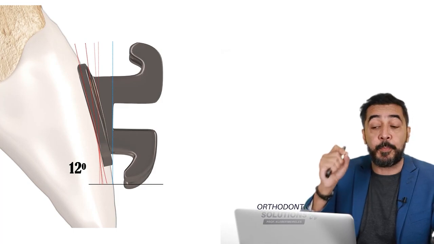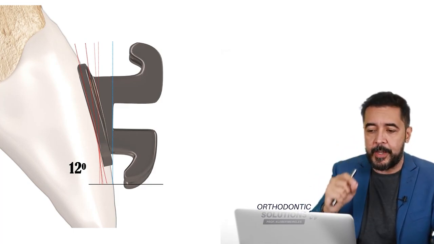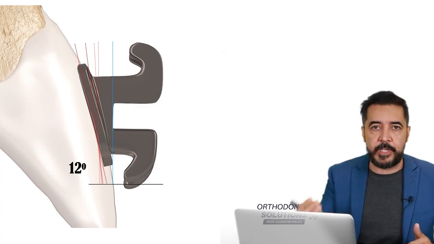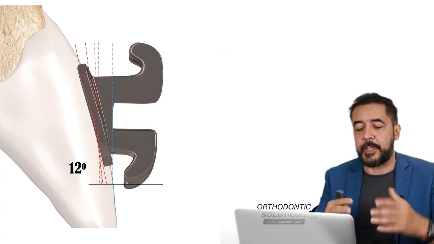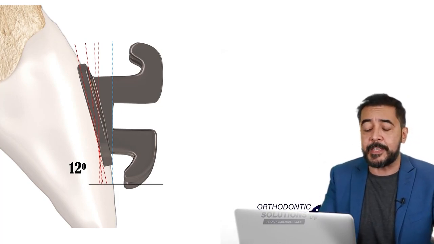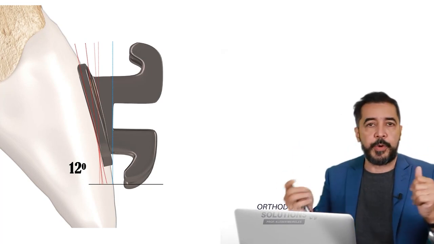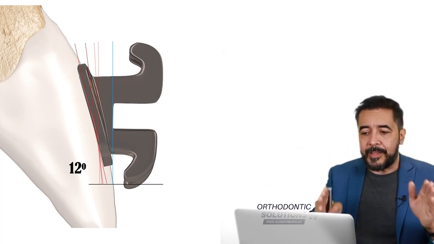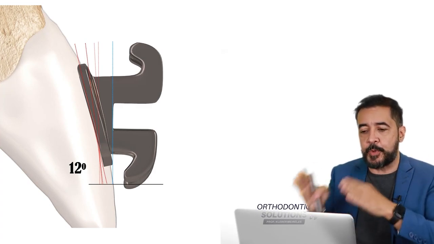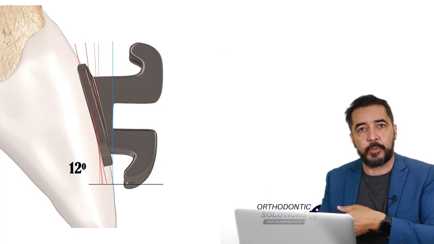If you're using this bracket in a patient who has a class 3 situation, you need more inclined upper teeth in order to compensate for the position of the mandible and the maxilla, to compensate for the malocclusion. So, for example, 12 degrees. So what if we change the prescription of the bracket? We'll change the inclination of the crown.